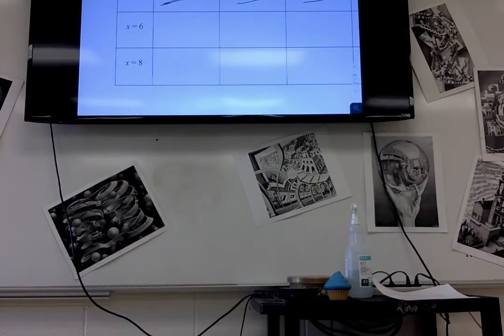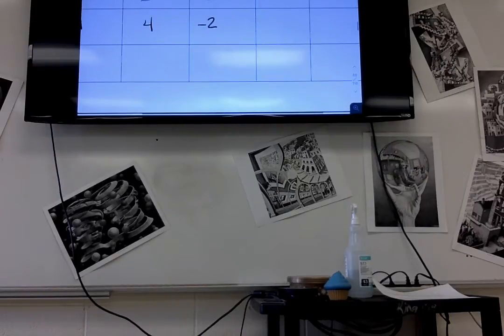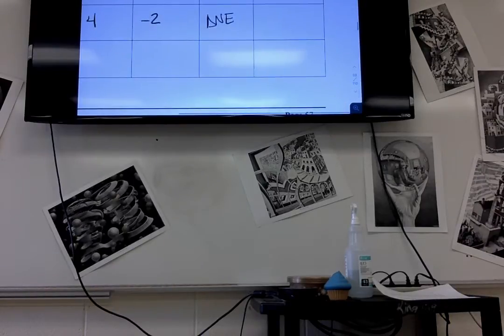Okay. g of x, Brooklyn. 1. Yes, Brooklyn. Lilies, the limit as x approaches 6 from the left. 4, very good. As it approaches it from the right, Steve? -2. So, what's the limit there, Ashley? Does not exist. They're not the same. So, is it continuous? No.